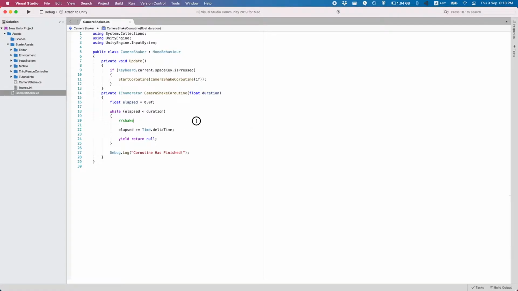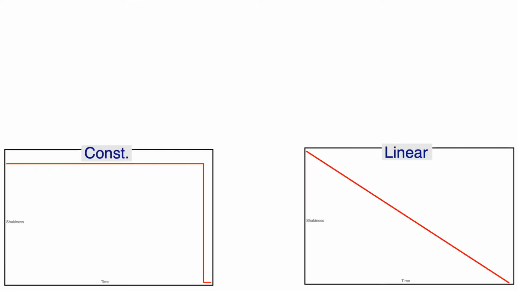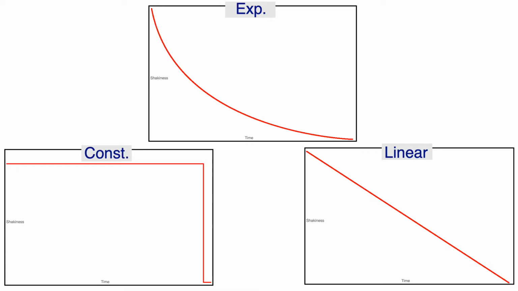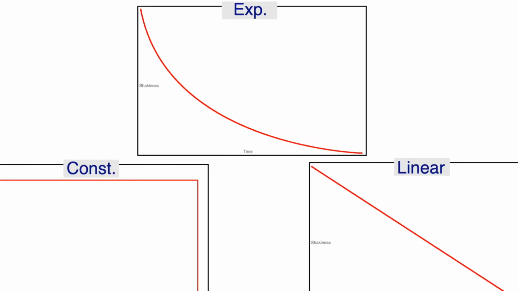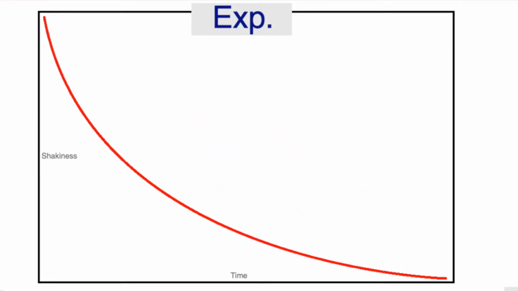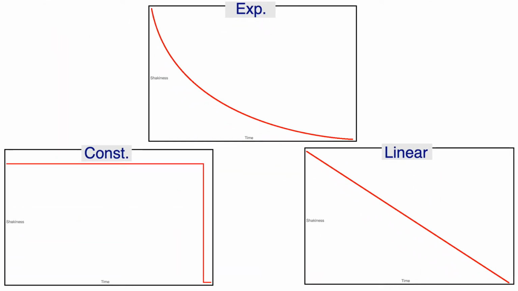Okay, now we can actually get onto the shaking part of the code. Now before we do that, I want to quickly explain what camera shake we're going to use. Now there's three varieties: constant, linear, and exponential. We're going to be focusing on how to do the exponential variety, where it decays quickly, as opposed to the other varieties where it stays strong. This is also the sort of camera shake you'll see in real life, one that dies out quickly.